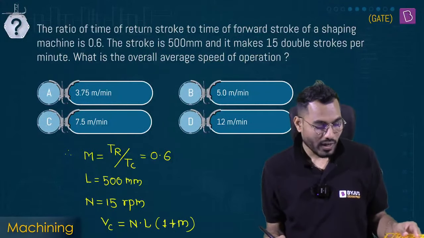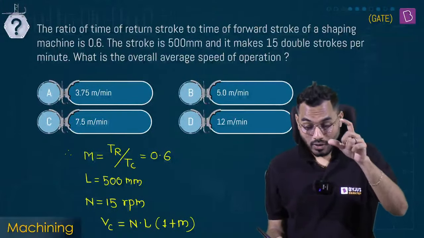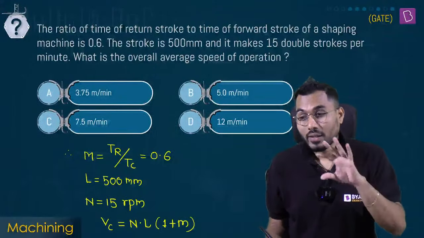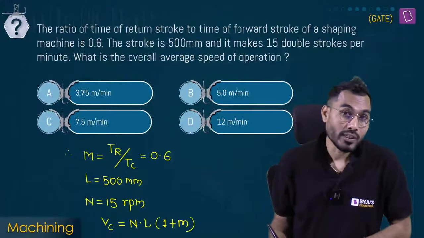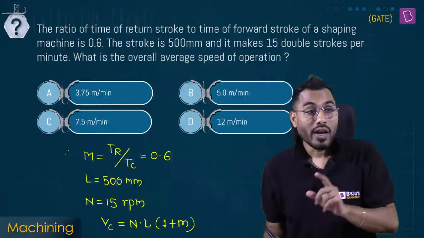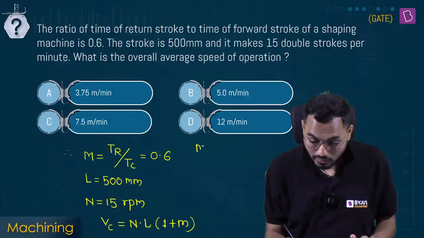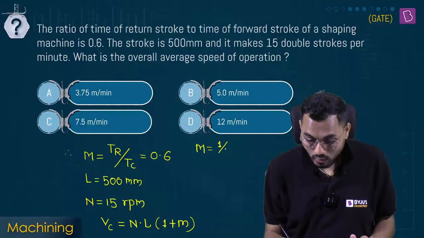Have you heard about this formula? N stands for RPM, L stands for the length of the stroke, and 1 plus M is nothing but the reverse of the quick return ratio, that is called QRR. M is nothing but what? 1 by R. 1 by R.